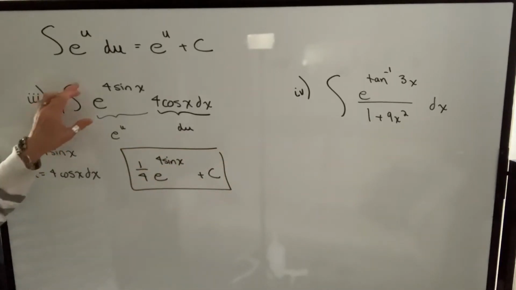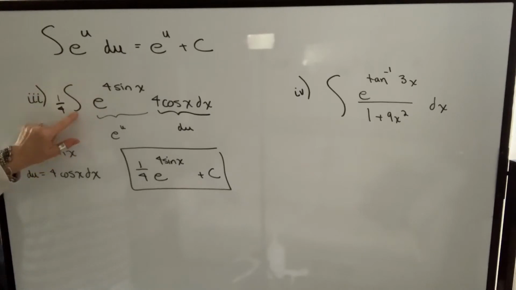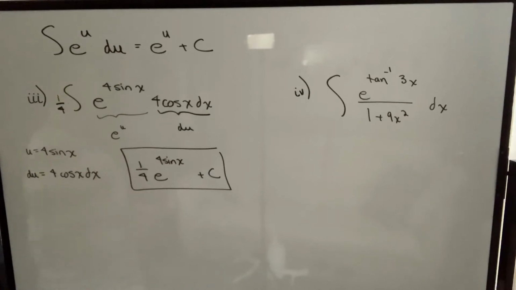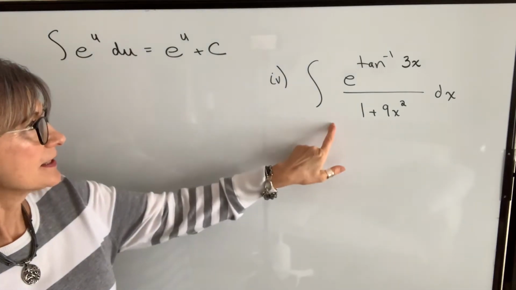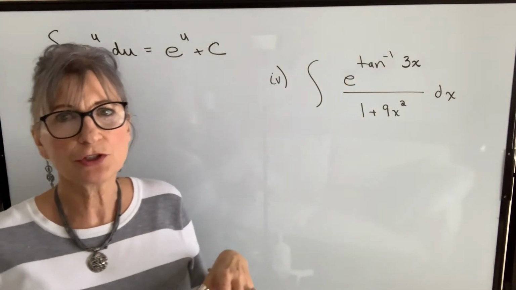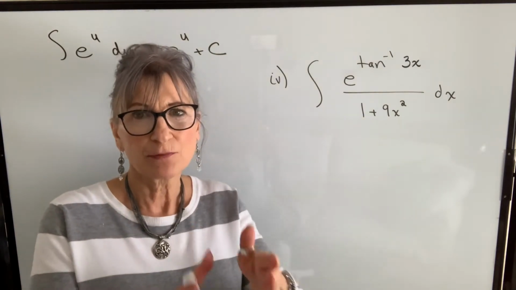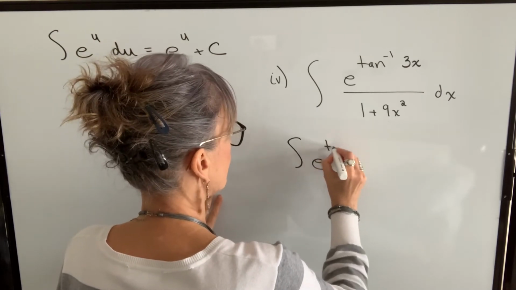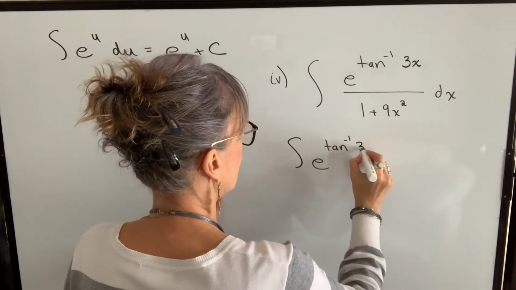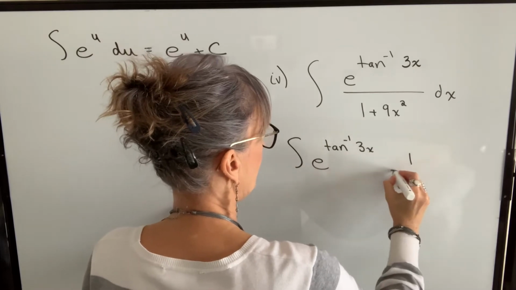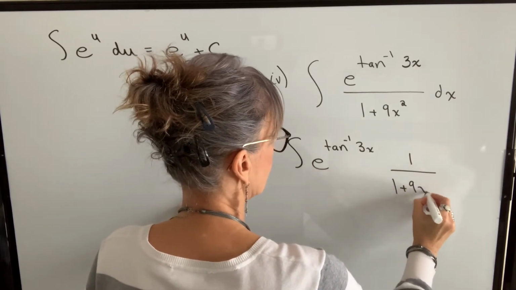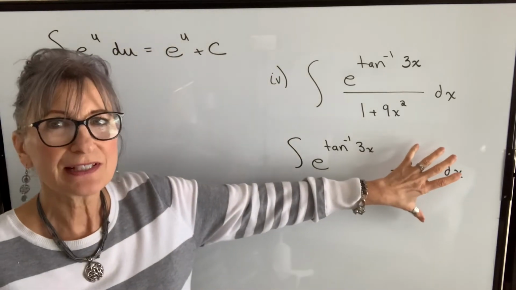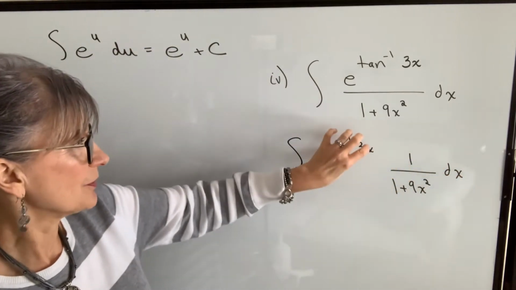Any of these questions could be definite integrals where we have a lower limit and an upper limit and we evaluate, as we did previously with definite integration. Our next example looks very complicated, but what we're going to do is break up our factors and write e to our function first. So we'll write this as e to the inverse tan of 3x, and then we'll have 1 over 1 plus 9x squared dx. So we're going to look to see if this is part of the du factor for this function.